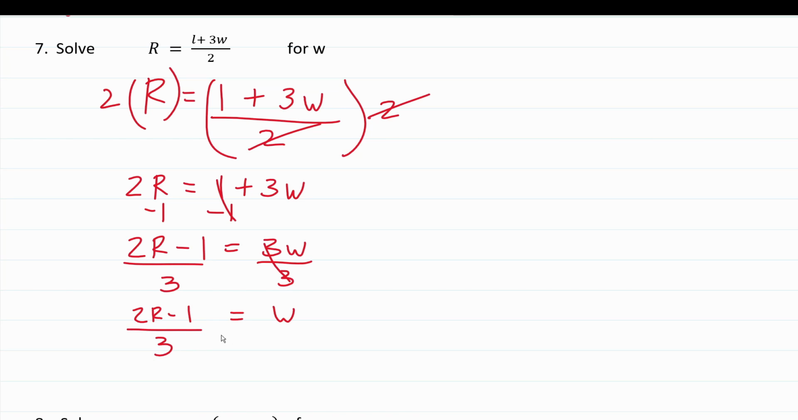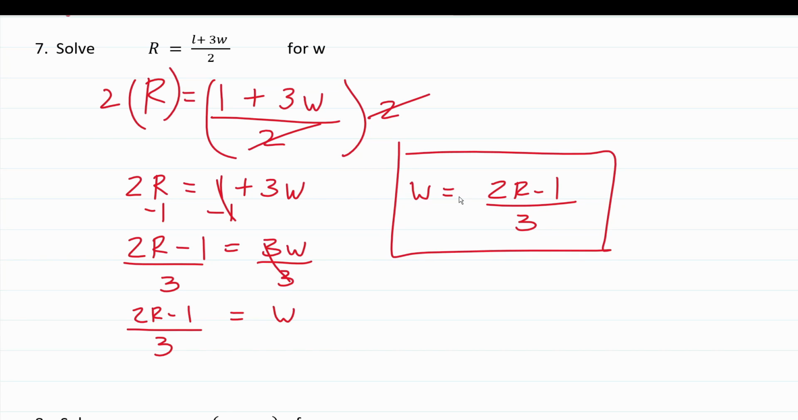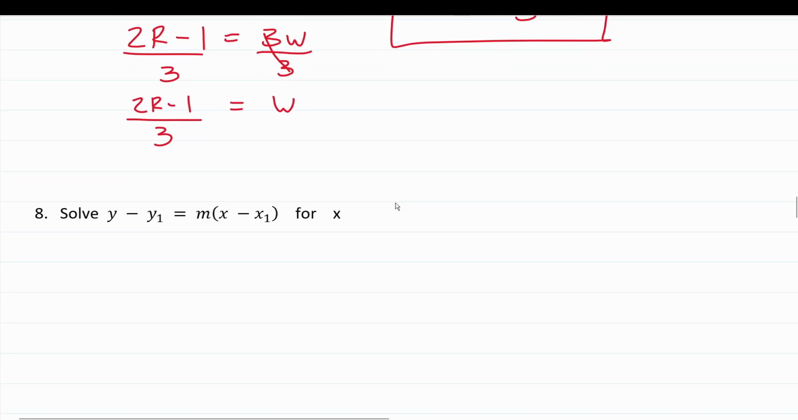And again, in math, it's customary to write the variable for which you solved on the left. So this becomes W equals 2r minus L over 3. And that is our solution to this one. All right, let's move on to the next one.